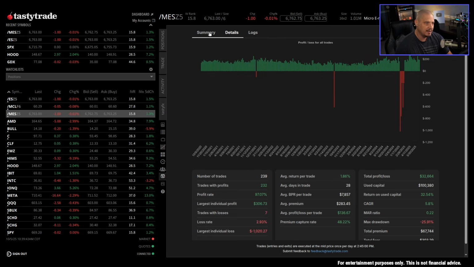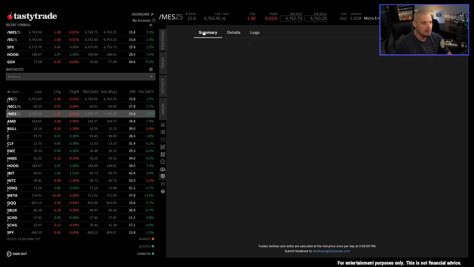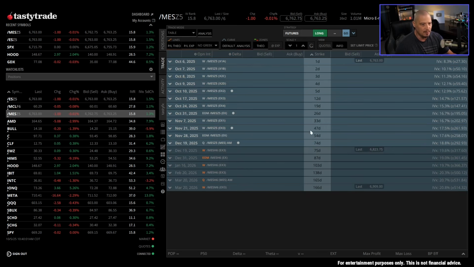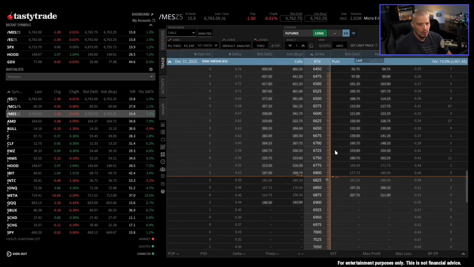Because this trade is so good, it has such good positive expectancy, and especially when you use the futures because you get that extra leverage because of the buying power relief, why wouldn't you just do this all the time, right? Why wouldn't you just go into ES or MES? And if we go to the MES futures, this is what I typically do.